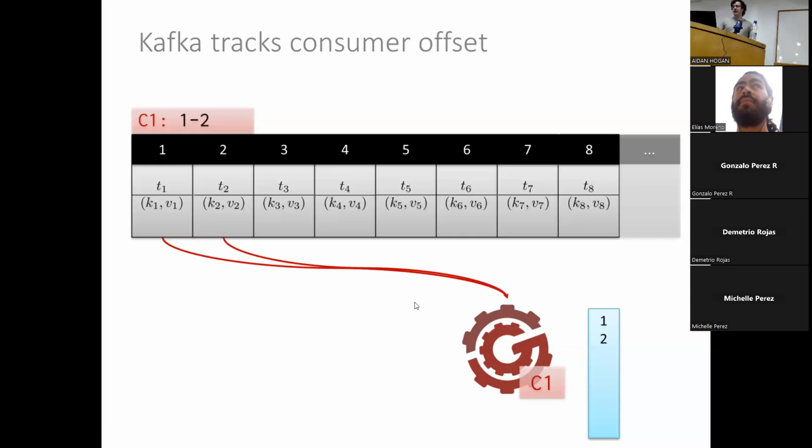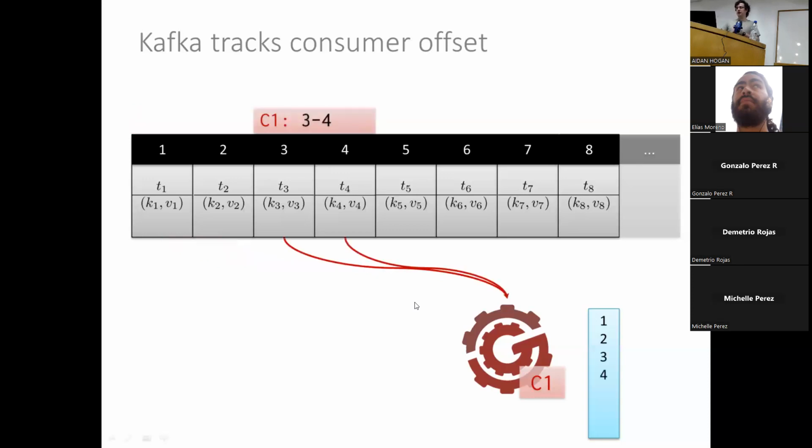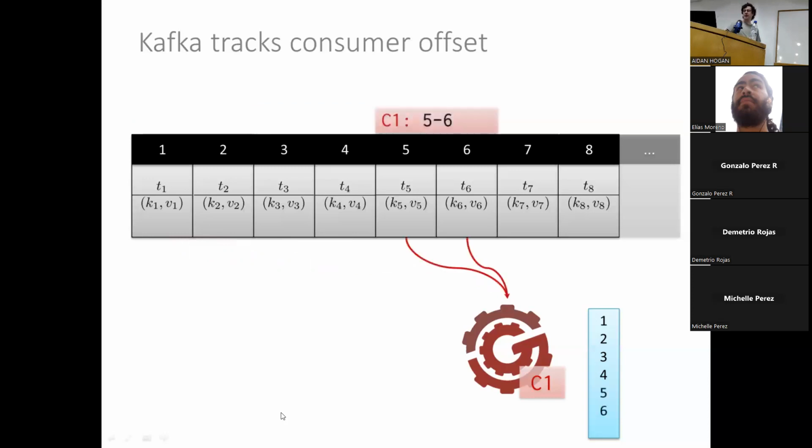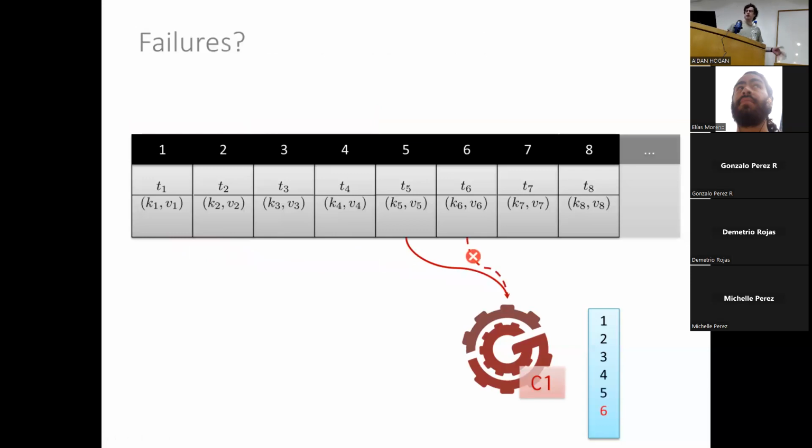So Kafka keeps track of where the consumer is in this. So when the consumer says, I want to read more, then Kafka will send some messages to the consumer, let's say offset 3 and 4. And we see that it's updated here, 5, 6, and so forth, and 7, 8. So all this works wonderfully.